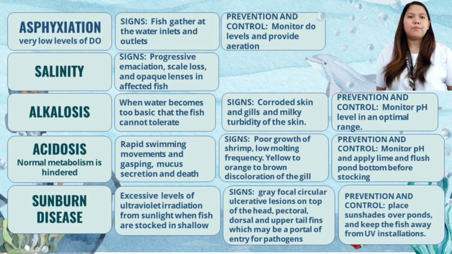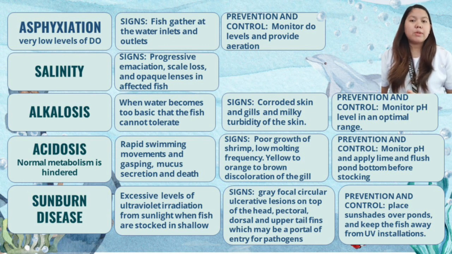discoloration of the gill. So what are the effects of acidosis on our hosts? The normal metabolism is being hindered, resulting in retarded growth and eventually death. For the prevention and control, we need to always monitor the pH level and also apply lime and flush the pond bottom before stocking.